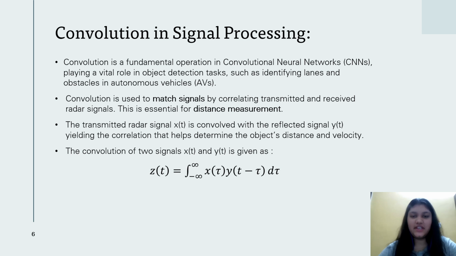Convolution is used to match signals by correlating transmitted and received radar signals. This is essential for distance measurement. The transmitted radar signal is convolved with the reflected signal, yielding the correlation that helps determine the object's distance and velocity. The mathematical expression for the convolution of two signals is shown on the slide.